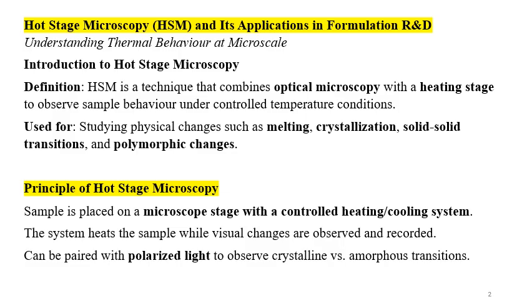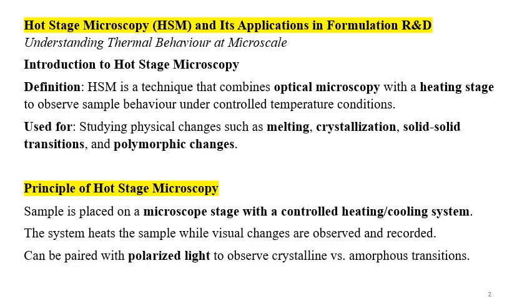Hot stage microscopy, as the name indicates, involves the use of heat, and it studies how heat affects the material or API under the microscope. The changes are observed. So, understanding the thermal behavior of the material under a microscope at a microscale is the main function or principle of HSM.